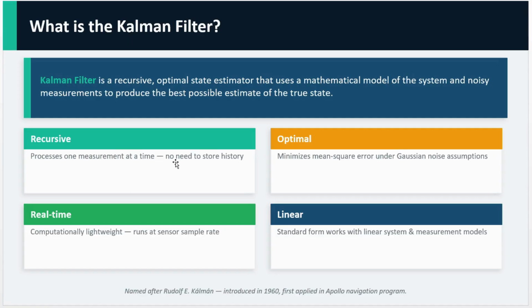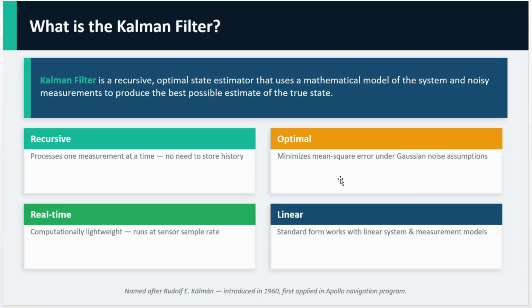And then it's optimal. The Kalman filter is considered optimal because it provides the best possible estimate under certain assumptions. For linear systems with Gaussian noise, it minimizes the mean square estimation error between the true state and the estimated state. In other words, it produces an estimate with the minimum uncertainty among all linear estimators. This optimality is achieved by carefully balancing the predicted value and the measured value using the Kalman gain.